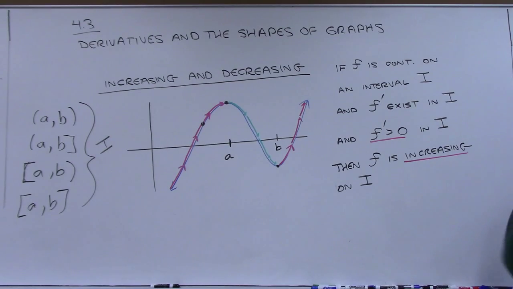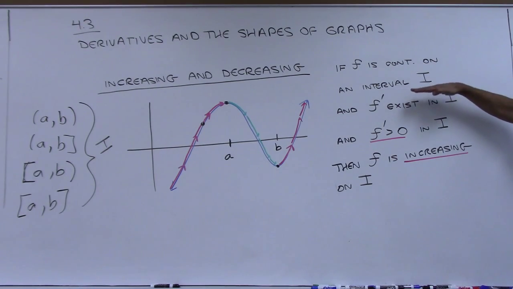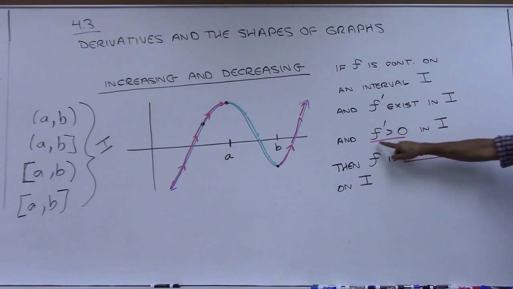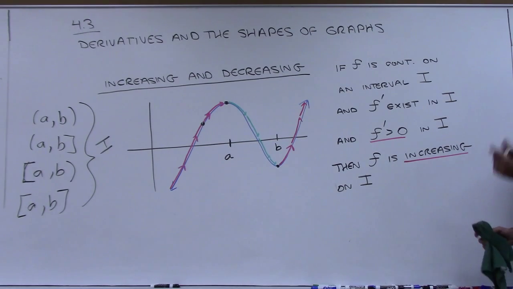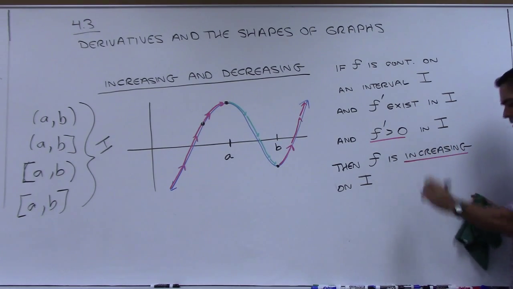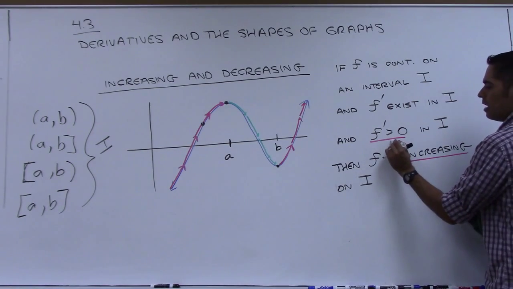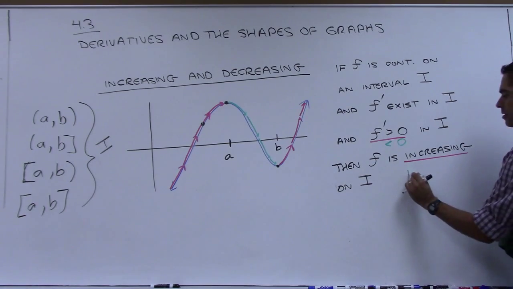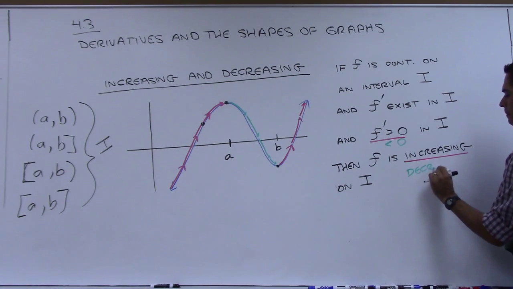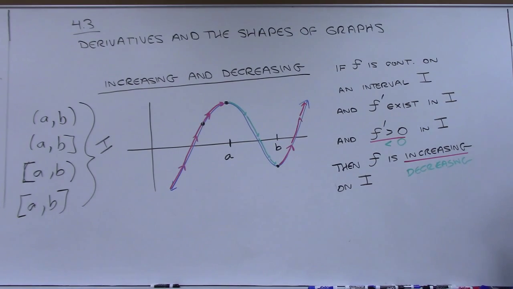What about the decreasing? What would this change to? Everything would be exactly the same except what? If this is less than 0 in I, then the function is decreasing. So instead of writing all that, is it okay if I just put it in green, or do you want me to rewrite the whole thing? It's in the notes also. Look, if this is less than 0, then your function is decreasing.